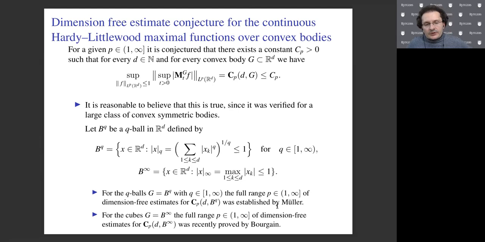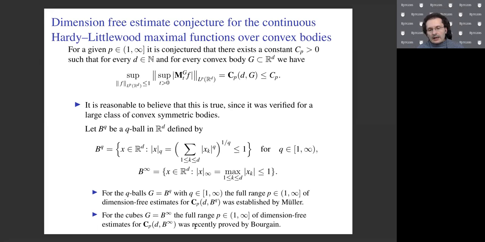Unfortunately, Müller's result says nothing about the endpoint, what happens for q equal infinity, when the ball is a cube. At some point, people believed that this should be the counterexample to this conjecture. But Bourgain in 2012 showed that in the case of balls, in the case of cubes, I'm sorry, for all p bigger than one, we have dimension-free estimates in the Hardy-Littlewood maximal inequality.